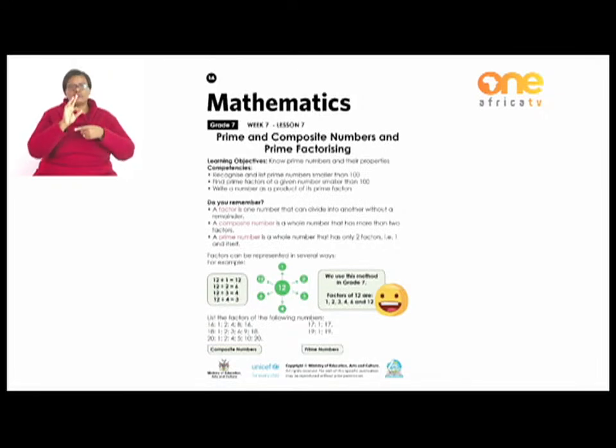On the right, we have 17. The factors of 17 are 1 and 17. We have 19. The factors of 19 are 1 and 19. And this category is classified as prime numbers because they only have 2 factors. Now we move to page 15.